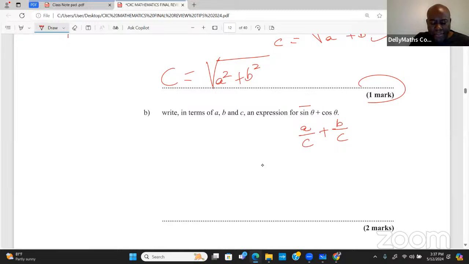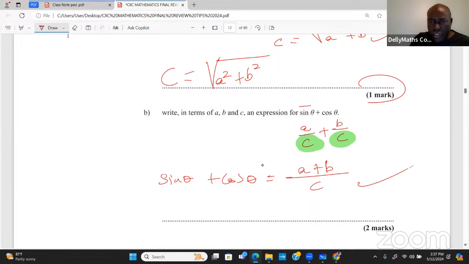What we really have here is adding fractions when your denominator is the same. So we have the same denominator right there. If I have the same denominator, I'm going to keep it and work with my numerator. So basically I can conclude that sine theta plus cos theta is equal to A plus B over C. And there it is. You would have gotten 2 marks to execute your idea right there.